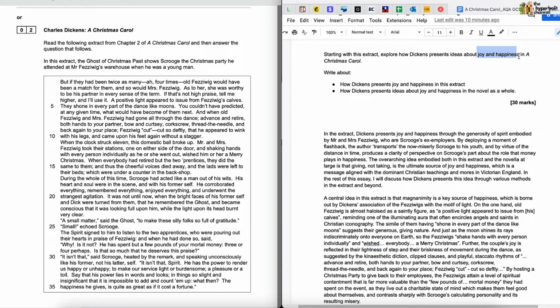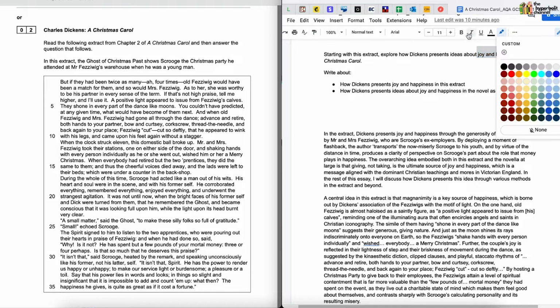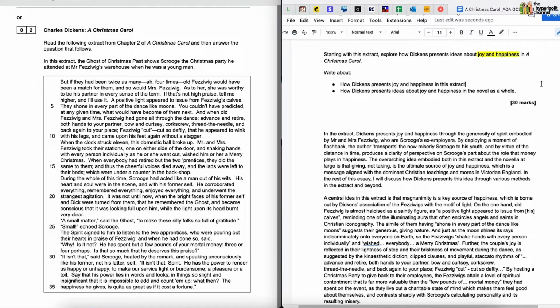So immediately we know that the key terms here are joy and happiness. So this is the topic that we have to focus on when we answer this question. We're asked to write about how Dickens presents joy and happiness in this extract on the left that's given to us, and how Dickens presents ideas about joy and happiness in the novel as a whole.